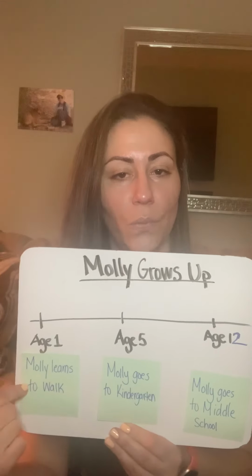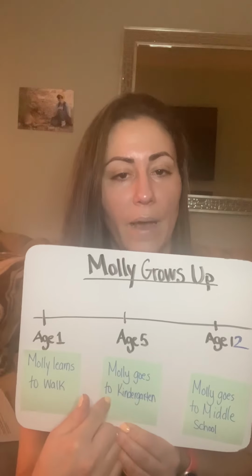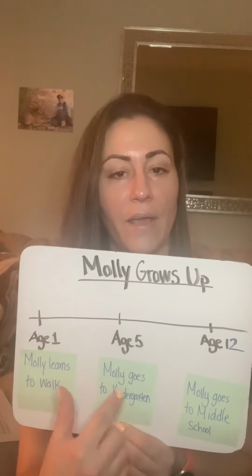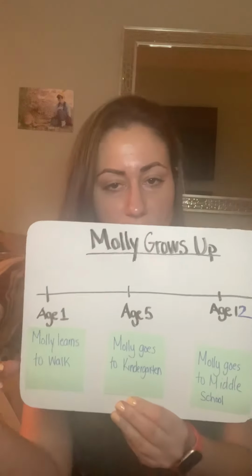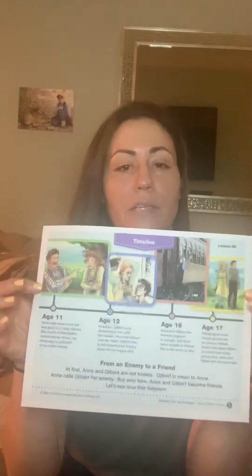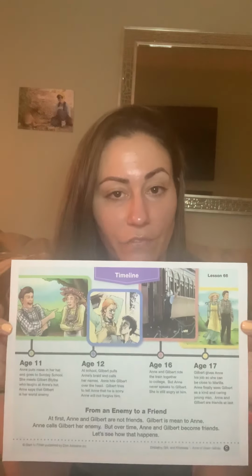Molly learns to walk at age 1. Molly goes to kindergarten at age 5. And Molly goes to middle school at age 12. So that's how we complete a timeline. A very basic timeline. Okay. So now we are going to read an article on a timeline from chapter 9. So everyone attached has their own timeline article that they can follow along with while I read out loud.